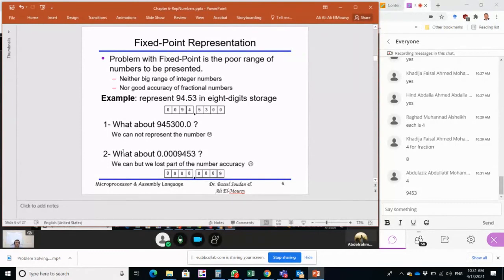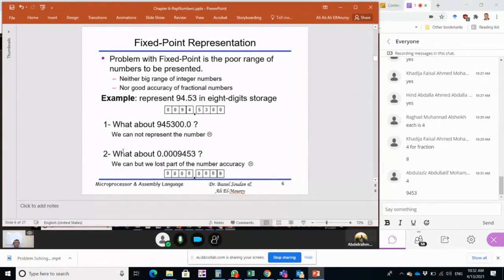This is what we call the fixed point. Fixed point means I have some storage for the integer, I have some storage for the fraction, and I'm just storing the integer in the integer and the fraction in the fraction, and that's it. The point is fixed in the middle of them, or maybe not in the middle. It could even be biased, depending on whether I lean towards more integer numbers or more fractional numbers. This representation has a very big disadvantage. It cannot represent very big numbers or very small fractions.